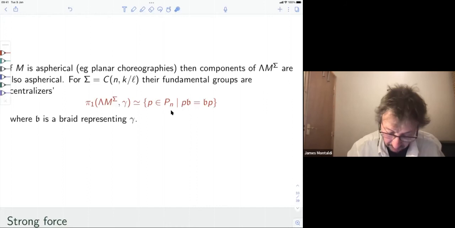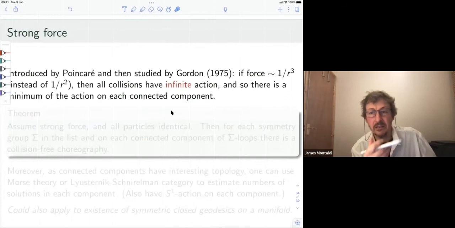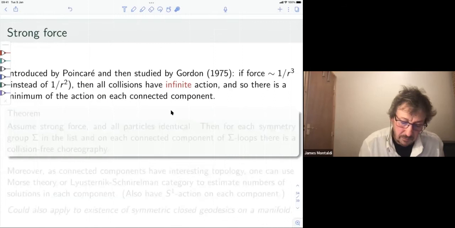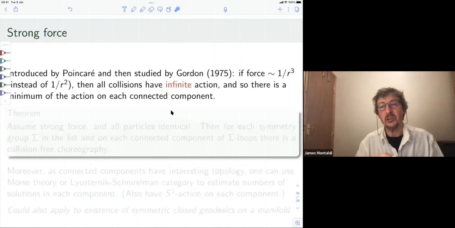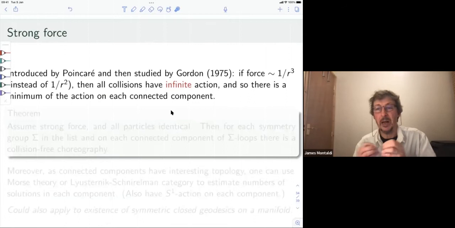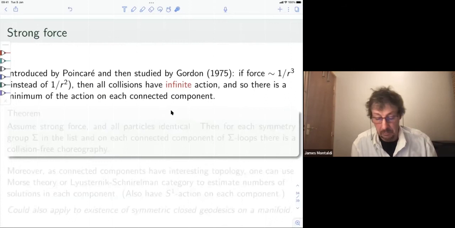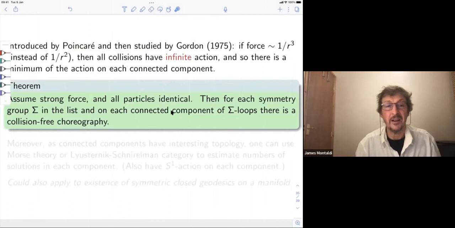So one other point I'd like to make, something that people have studied since Poincaré, is called the strong force. The standard Newtonian force is an inverse square law. Poincaré noticed that if you have an inverse cube law or higher power, then all motions involving a collision will have infinite action. So you can exclude them immediately. You don't need to do any further analysis and estimate what happens with collisions. You know that the action is infinite. And so the minimum and any other critical point is actually achieved on each individual connected component. So you can prove theorems without any work. All the work is in the topology now, not the analysis.